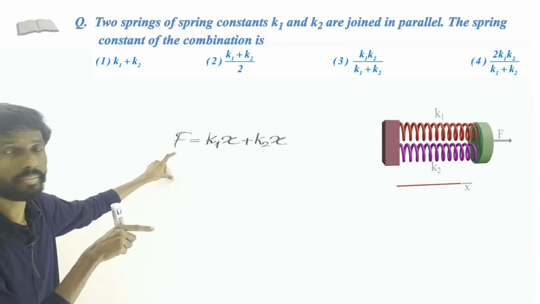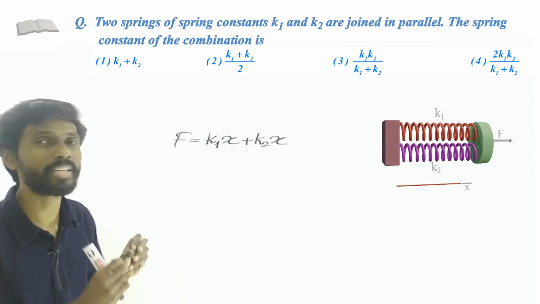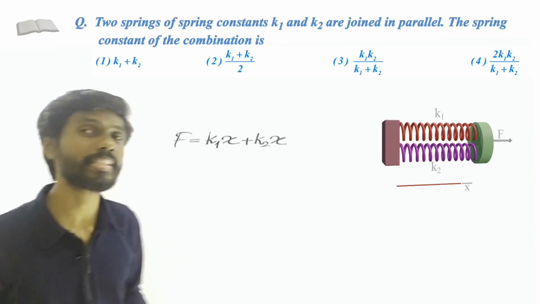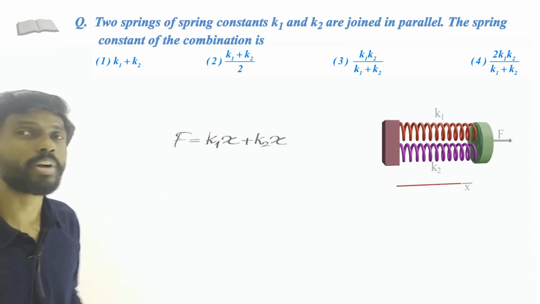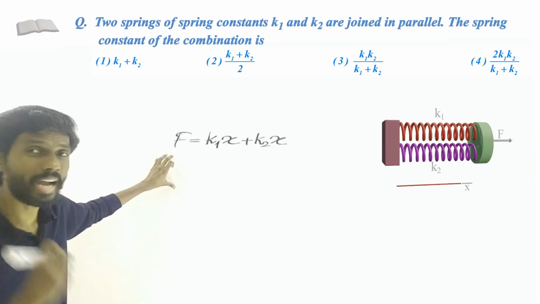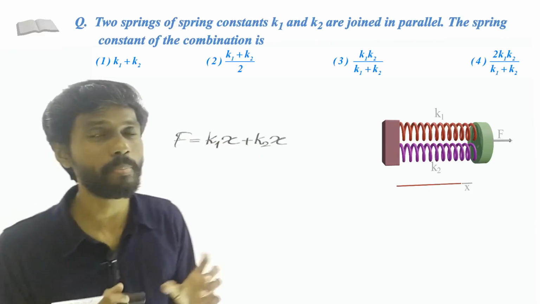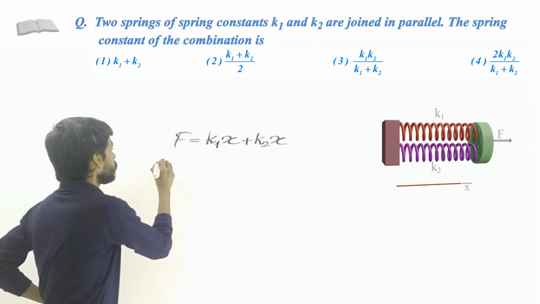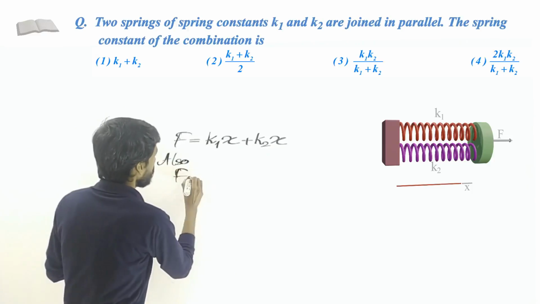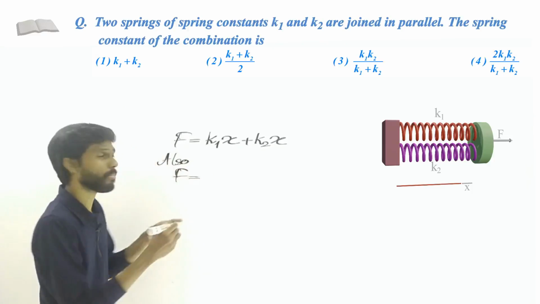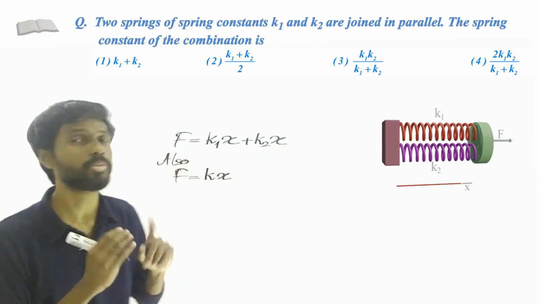Now the next case, the effective spring constant. Suppose these two springs are combined and we consider them as one spring. The elongation here is the same x. In that case, what is the force? The force equals K, the effective spring constant, multiplied by the elongation. So in the next case, the same F equals K multiplied by x, where K is the effective spring constant.